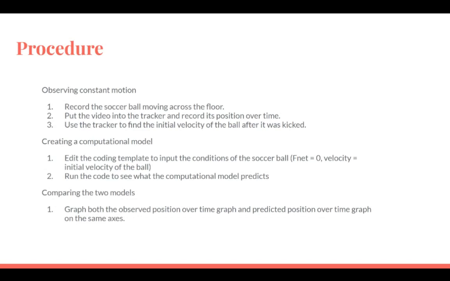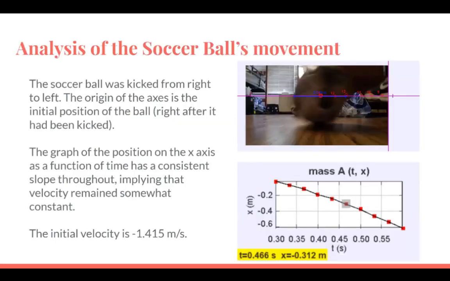In this model, I'm going to use the GlowScript template, and I'm going to edit the template so that my initial conditions are in there, along with the conditions throughout the entire motion. For example, the net force on the ball should be 0. And then I'm going to compare the two models. I'm going to put both of the position over time graphs overlapping each other on the same graph, and see how they compare. They should be relatively the same, because according to Newton's second law, the velocity should remain constant. So they should be relatively equal.